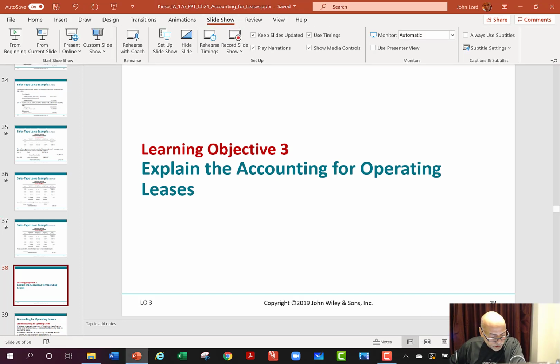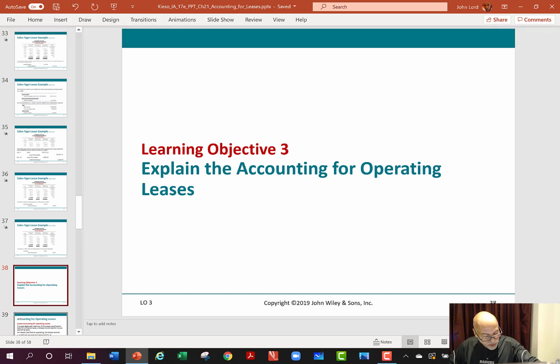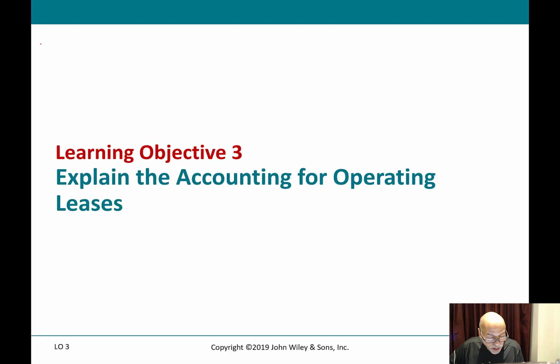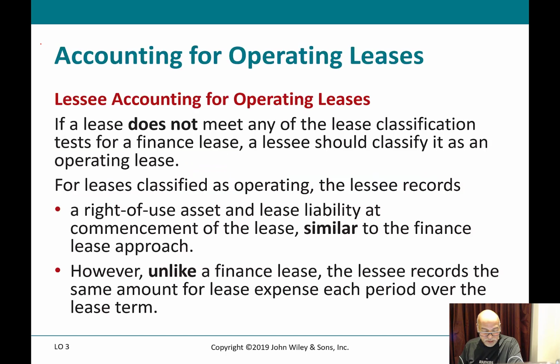Okay, so let's go ahead and take a look now at the example they give us here for the operating lease. We're going to review the criteria again. And of course, there's basically one criteria. Any time you don't meet any of the criteria, then it's an operating lease. So operating lease is sort of what you go to once you haven't met any of the criteria for the finance lease. Okay, so that's basically what we're saying here.